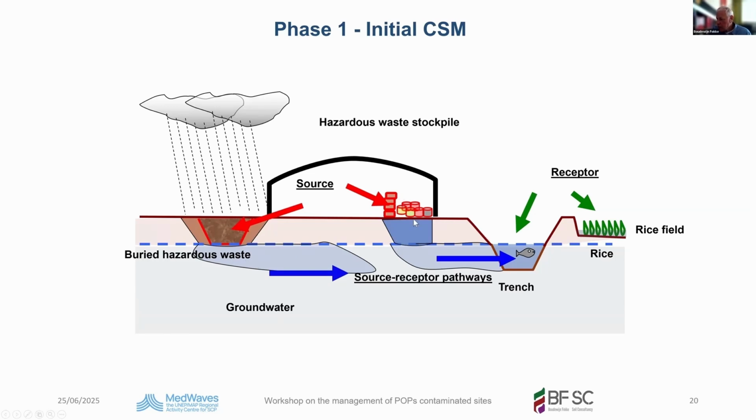The same inside the store. We think that the pesticides are leaking. They enter the groundwater, they go with the groundwater flow, form a plume, and they may enter surface water in the drainages. Here the sources are the buried pesticides, the stockpiles, and the receptors are the environment and the rice fields, because they use the groundwater which may be contaminated. So a simple illustration of my understanding of the situation.